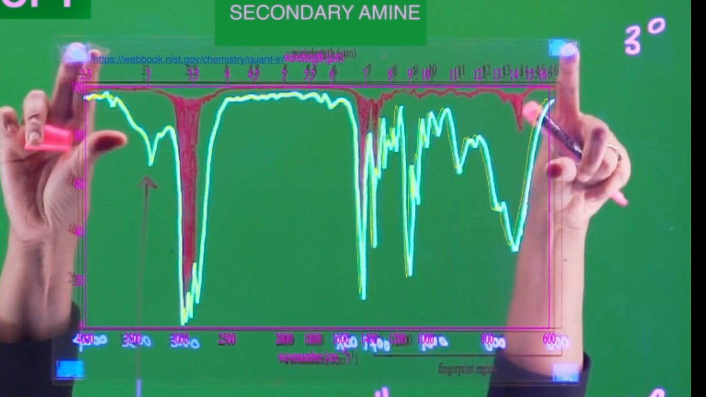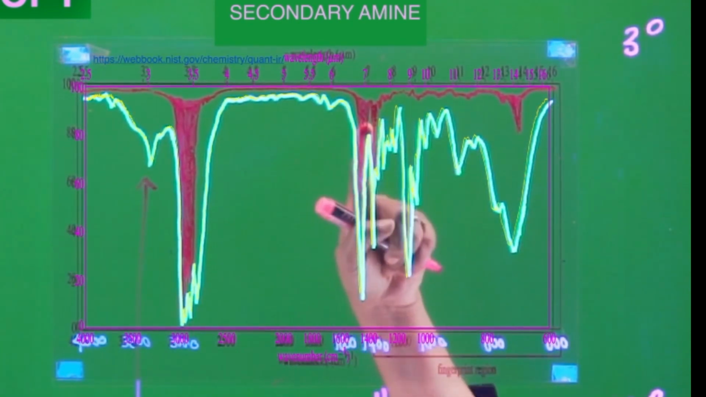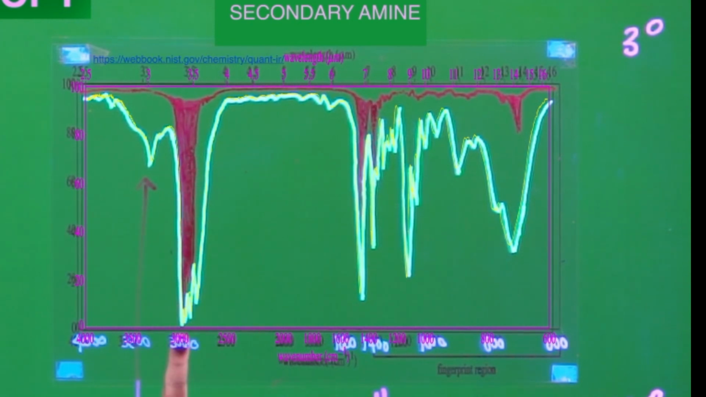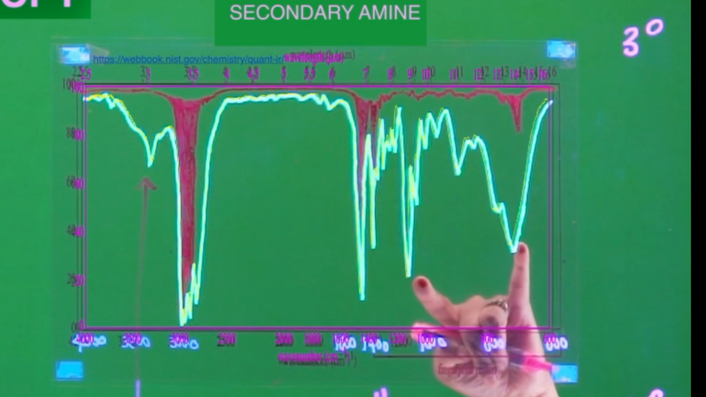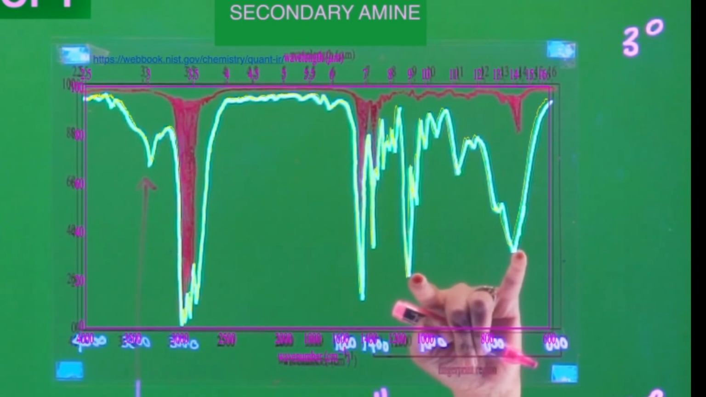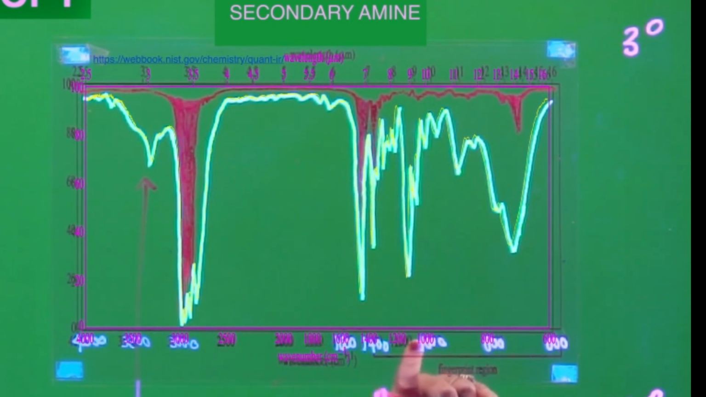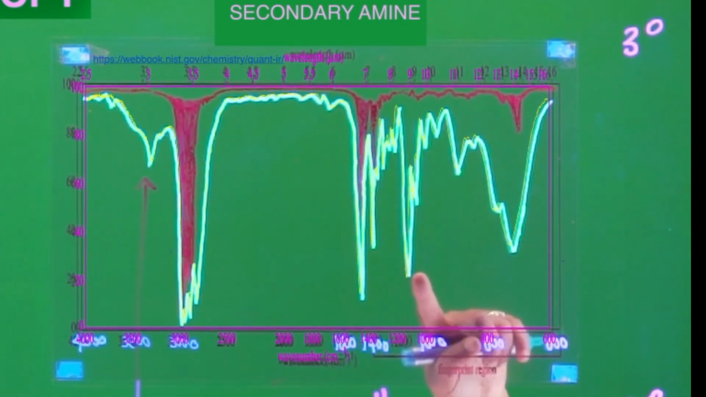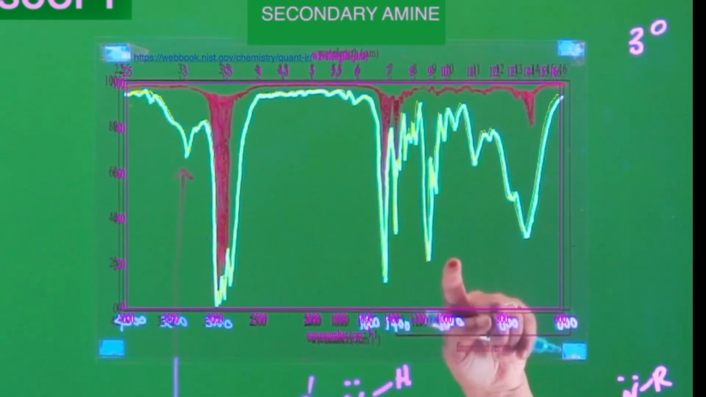Now again, these are your dear friends, your aliphatic CH and CC bonds, CH bends, CH stretches. Those are really very prominent. Then you again see these two peaks here. This one around 1200, you can see something here. That is going to be your NH. Over here, it's going to be your CN stretch.